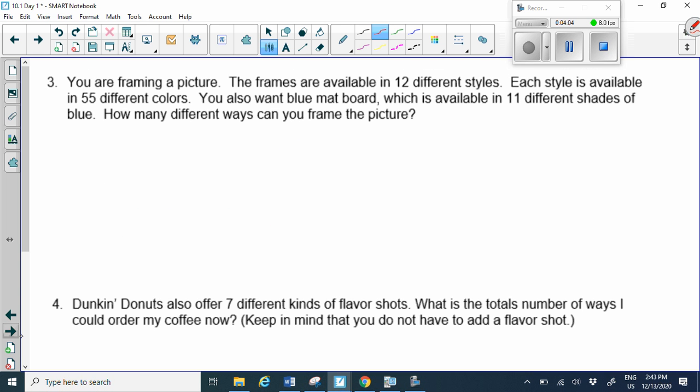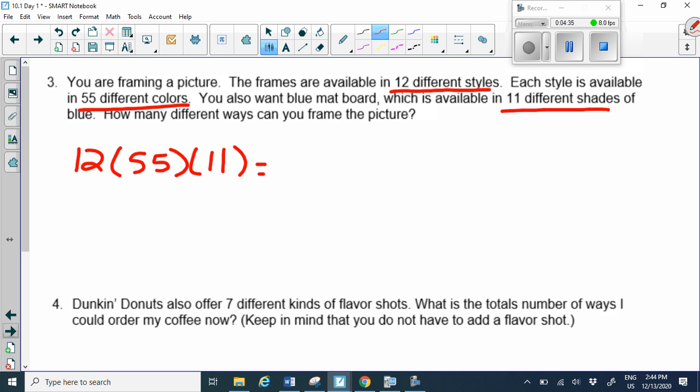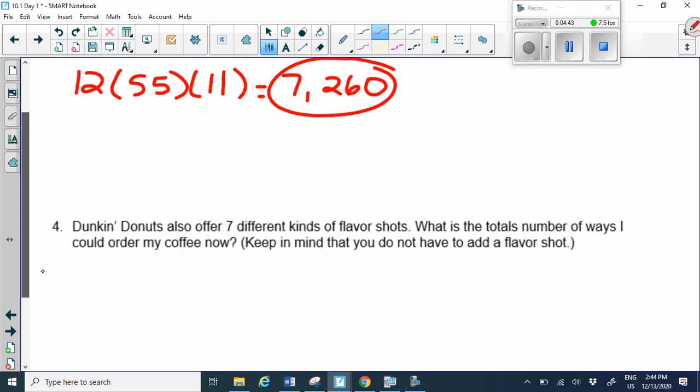Okay, let's look at number 3. It says you are framing a picture. The frames are available in 12 different styles. Each style is available in 55 different colors. You also want blue matte board, which is available in 11 different shades of blue. So how many different ways can you frame? So it looks like we have 12 different styles, and then there's 55 different colors, and then with the blue matte, there's 11 different shades. So we're going to take each of those events and then multiply. So this one you might actually need a calculator. So do 12 times 55 times 11, and we should get 7,260. That'll be your final answer.